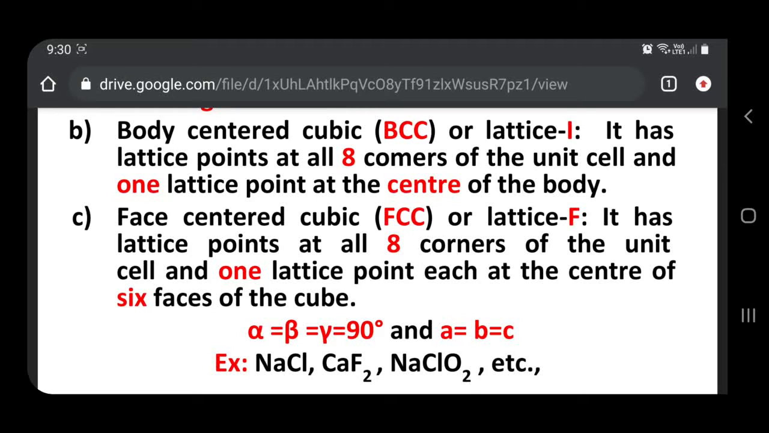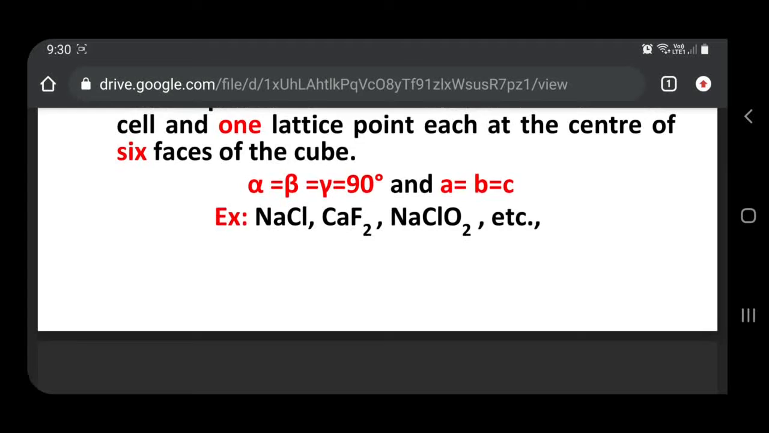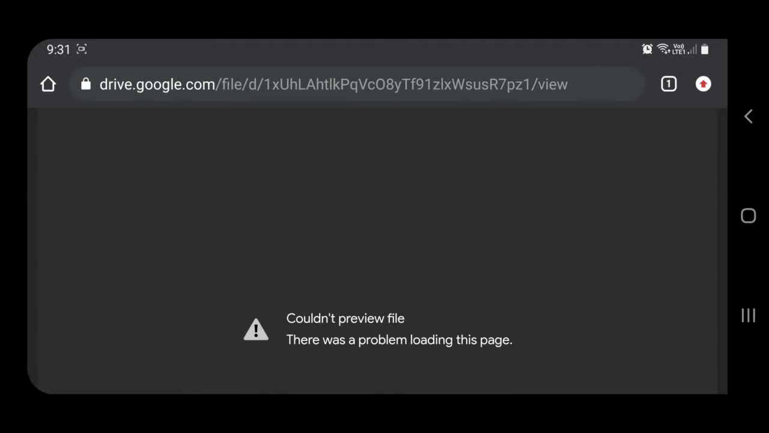And a few examples I have mentioned in the previous class. The same examples I am taking here: NaCl, sodium chloride; CaF2, calcium fluoride; NaClO3, that is sodium chlorate we call. Okay, so this is the first system.